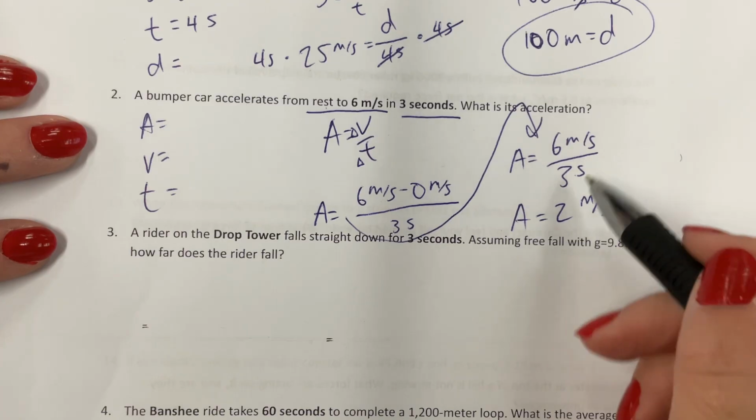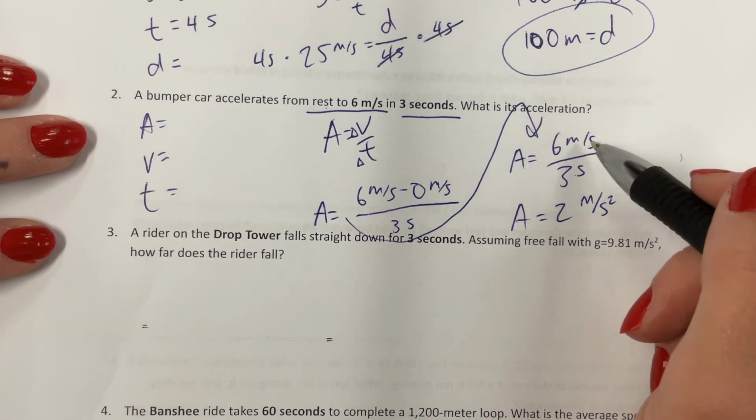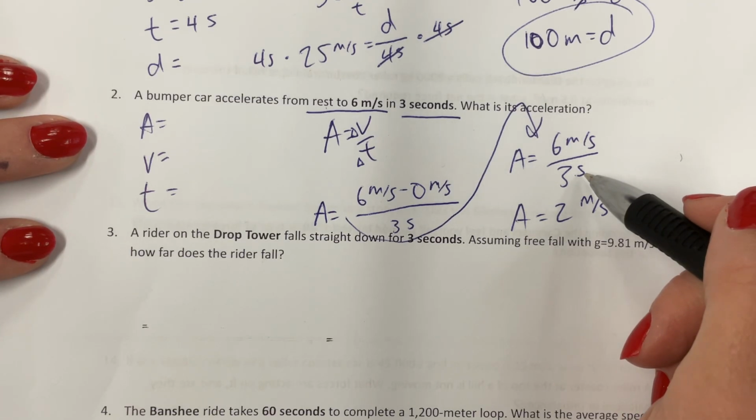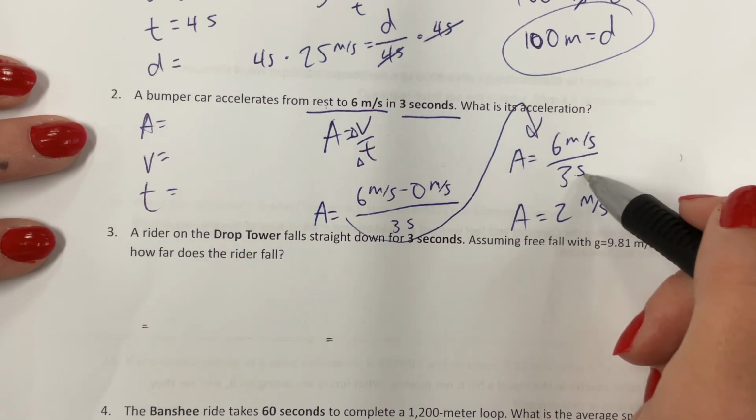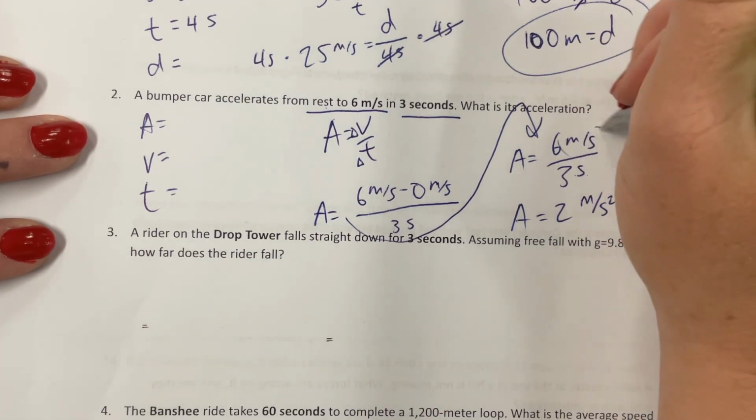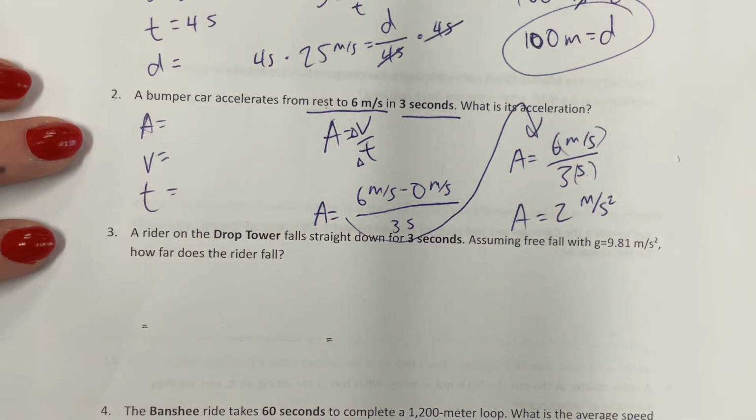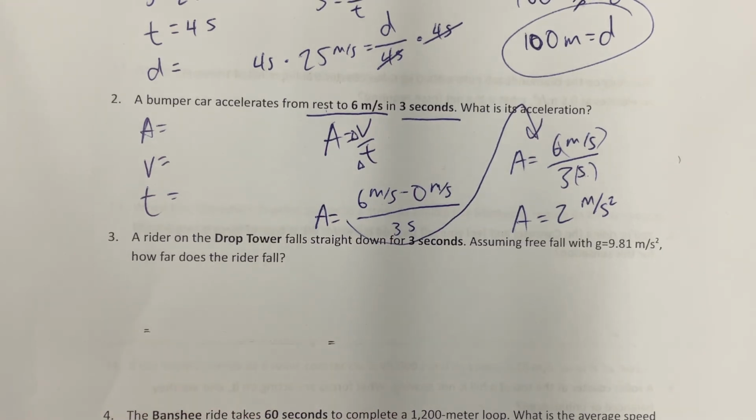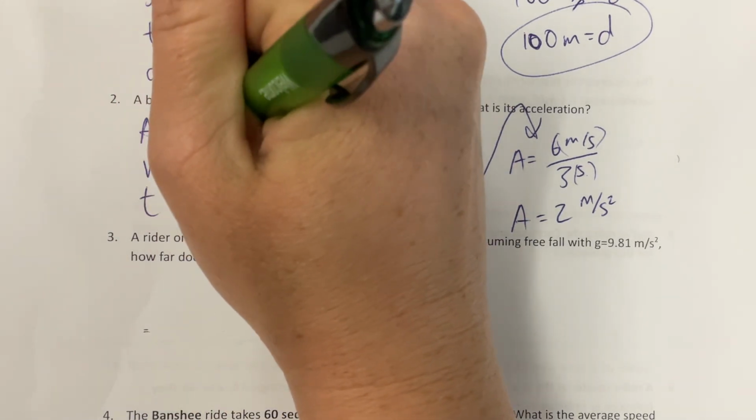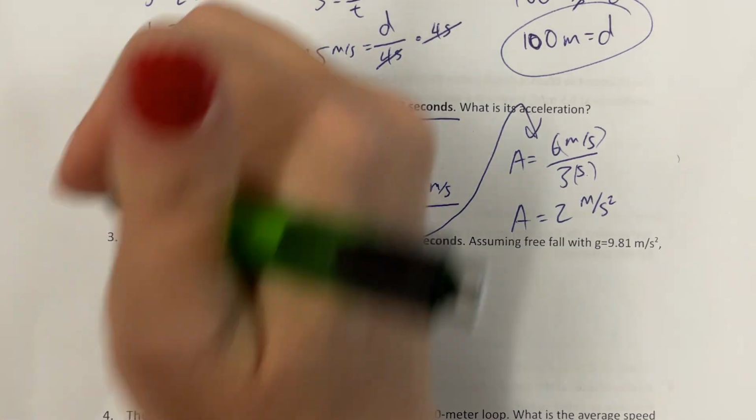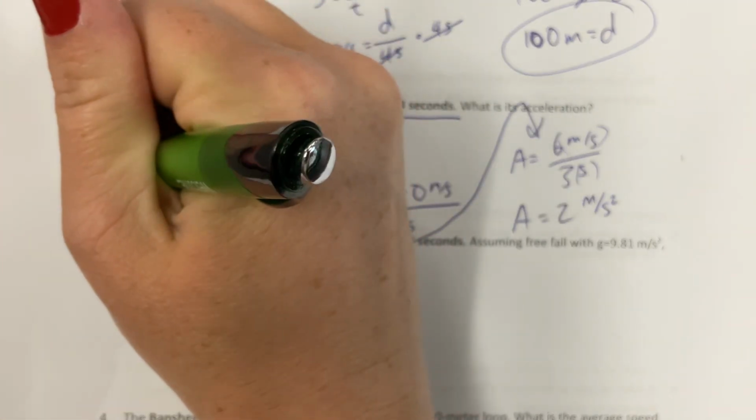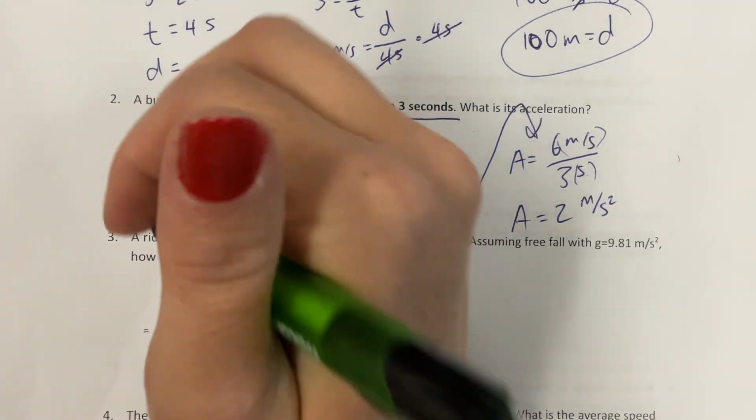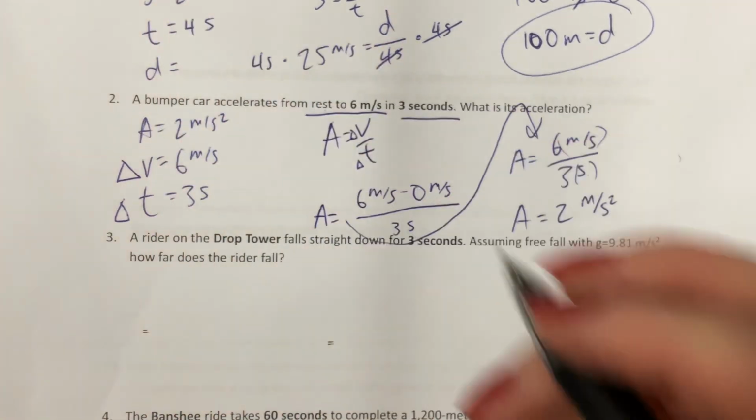The seconds don't cancel out because the seconds on the bottom is within the fraction, and the seconds on the top would be on top of a silent 1. So they don't end up canceling out there, okay? So we end up with 2 meters per second squared. Our acceleration is 2 meters per second squared. I should have filled this in. Our change in velocity was 6 meters per second, and our change in time was 3 seconds. Okay.